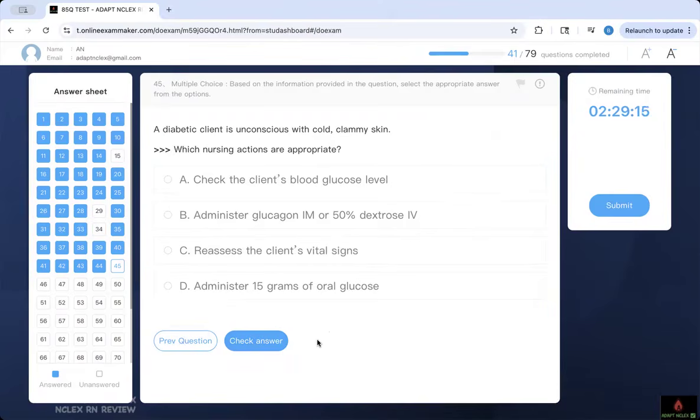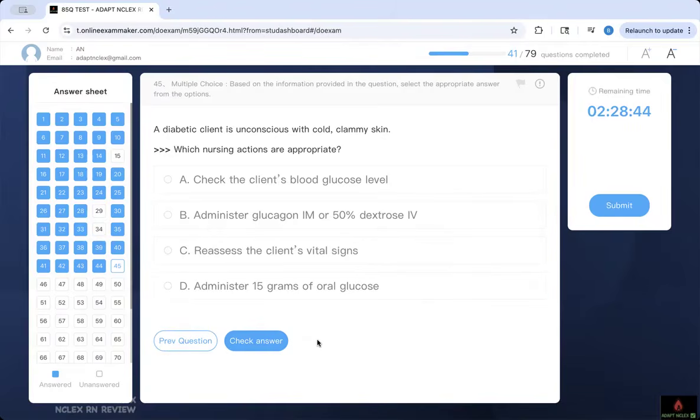A diabetic client is unconscious with cold and clammy skin. Pay attention. Diabetic, buzzword, cold and clammy skin. What do you think is going on with the diabetic patient who looks like they are in shock? Which next actions are appropriate? Check the blood glucose level. Give them IM glucagon or IV D50. Reassess the client's vitals. Administer 15 grams of oral glucose.